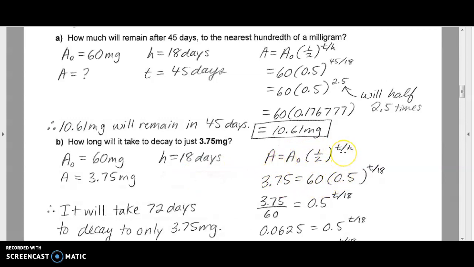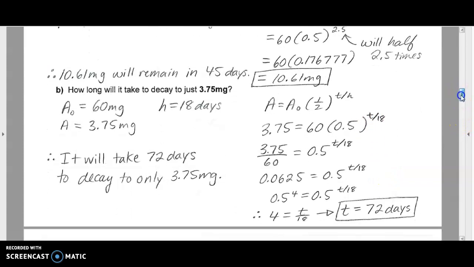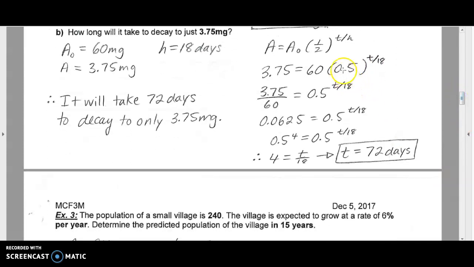This one's a bit trickier because we still plug in our numbers like we normally do, but now we have to isolate for t. So first plugging in our numbers. The A value is 3.75 because that's what we're left with. It's saying how long will it take to get to 3.75. We started with 60, and we know the half-life is 18, but we need to figure out the t-value. First, divide both sides by 60. That leaves us with 0.0625 equals 0.5 to the t over 18.